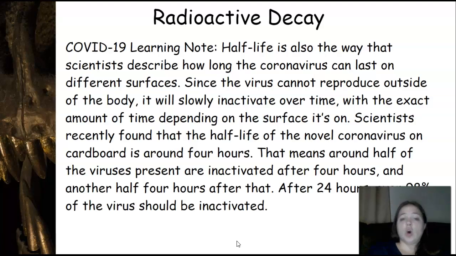All right. So radioactivity, what is decay? What does that have to do with what we're doing? Well, COVID-19 has to deal with half-lives. Scientists figured out how long it stayed on surfaces using half-life. How much of the coronavirus decayed or became inactive over time.